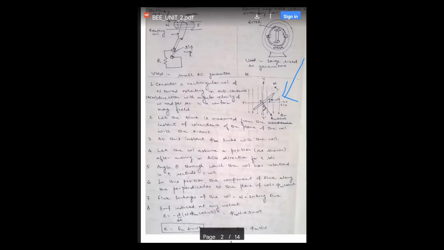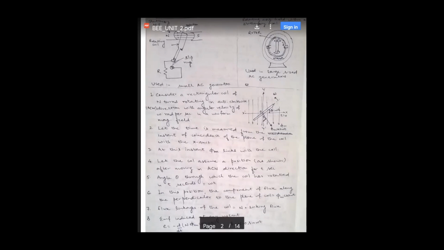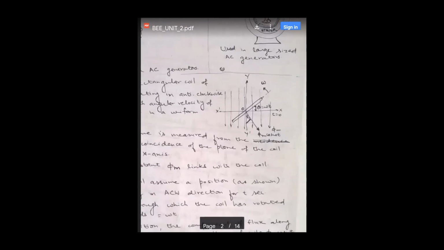Earlier, when t was equal to 0, we considered the flux associated in the perpendicular direction to the rectangular coil. Again, we will consider the same, but now the magnitude of the flux will change. So what will be the new magnitude of the flux? It will become phi m cos omega t. Let's analyze how this has taken place.